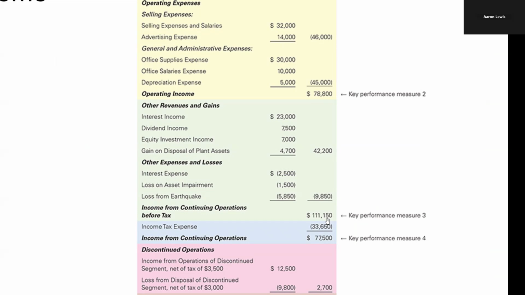And this is a good point to talk about why this is my preferred statement, because I have information between these two numbers that would be much harder to ascertain if this was just all lumped together, all our increases and decreases to income. Their income from continuing operations before tax is way higher than their operating income. They're a company that manufactures and sells products. And for that, they had operating income of a little under 80 grand, which is perfectly fine and dandy.